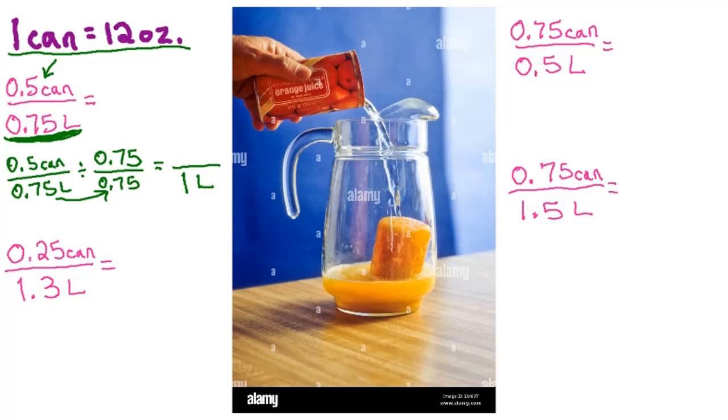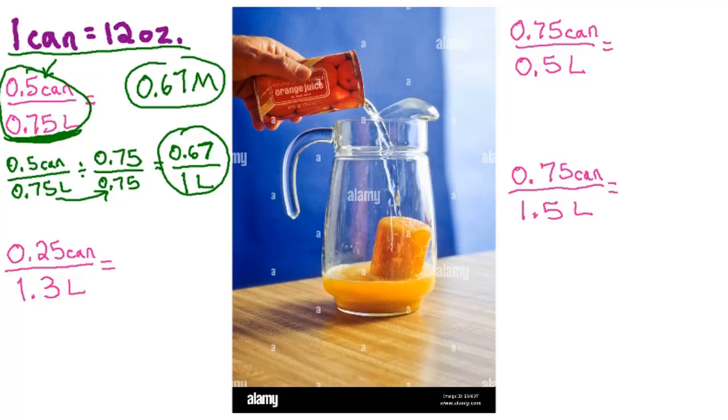So 0.5 cans divided by 0.75 is 0.67. So we would use 0.67 cans for every 1 liter of water, which means this 0.5 cans in 0.75 liters of water is a molarity of 0.67. Because if you were to use a whole liter of water, you'd put 0.67 cans in there. Now what about the next one?